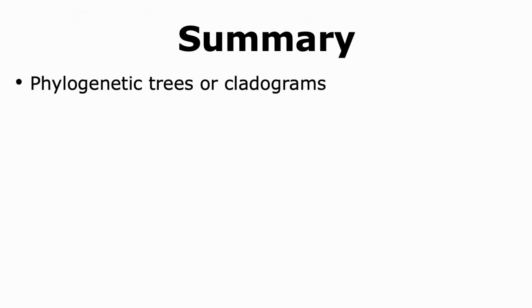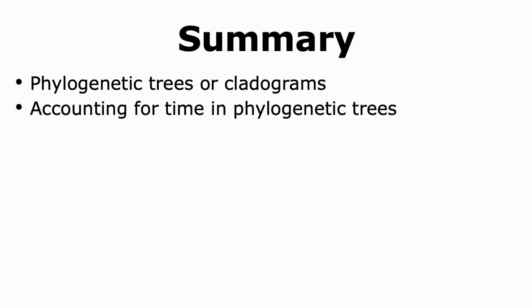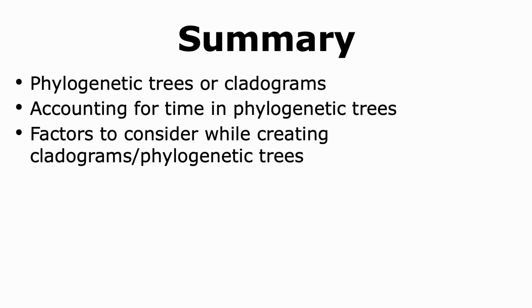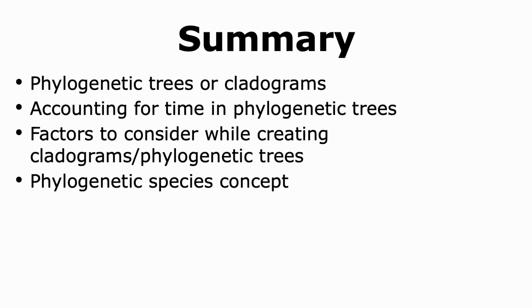With this, we come to the end of our talk where we learned about phylogenetic trees or cladograms and how they depict the evolutionary relationships among different organisms. We learned about accounting for time in phylogenetic trees and different approaches used to accomplish this. We learned about different factors to consider while creating these cladograms or phylogenetic trees, including horizontal gene transfer and homoplasies. We finally learned about the phylogenetic species concept and how it was able to address some of the shortcomings of the biological species concept.